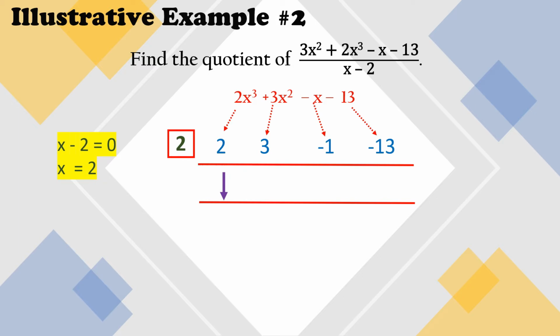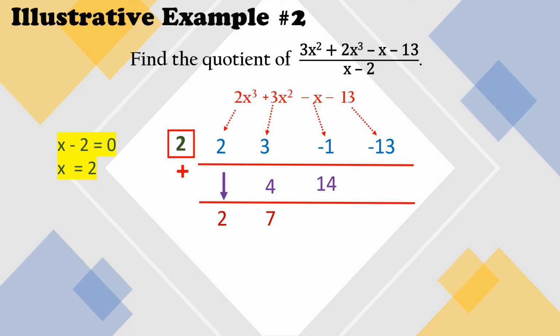We bring down the first number on our first row to the third row. So we will have here 2. Then we multiply this number by our synthetic divisor, which gives 4. Put it on the second column, second row. Then we add the numbers on the second column. So 3 plus 4 is 7. We multiply this by our synthetic divisor, which will give us 14. We put it on the next column, second row.